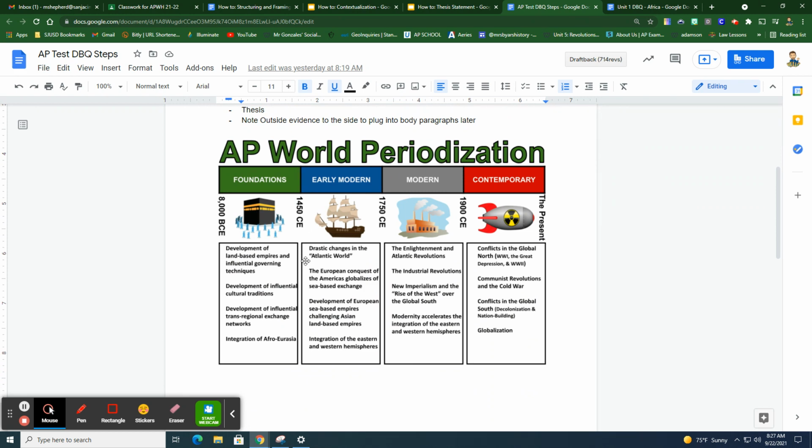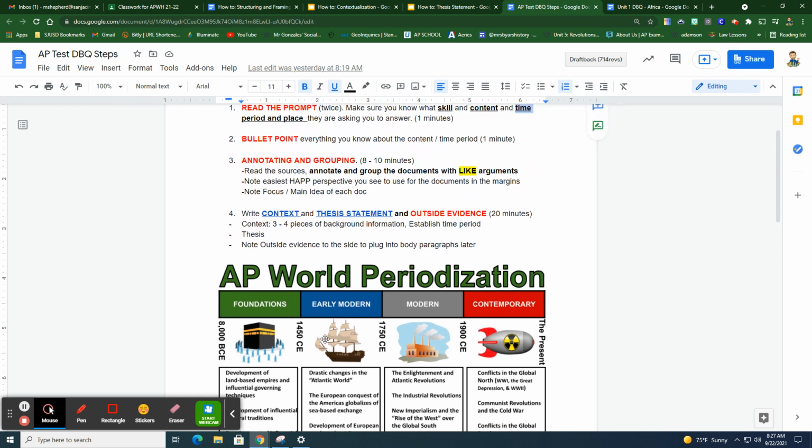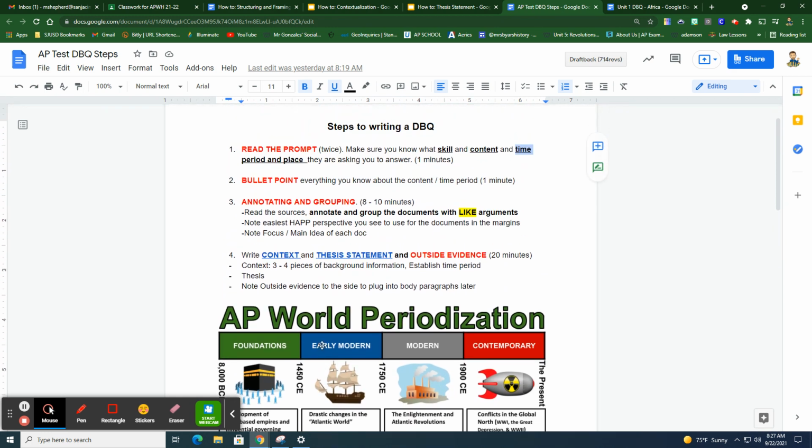Now, you're not going to be able to have this on you for the test, but if you memorize it, you have all your background information to think about. After you do that, you're going to go through and annotate and group the 7 documents. You're going to read each of the 7 documents. Remember, you need to use at least 6 of them in your DBQ to get full points. And again, we'll talk about that more tomorrow on Thursday.